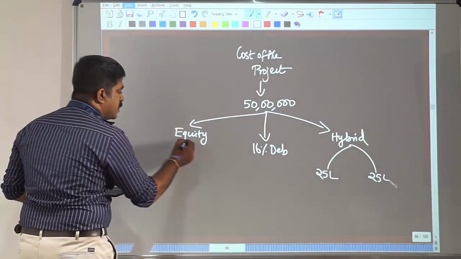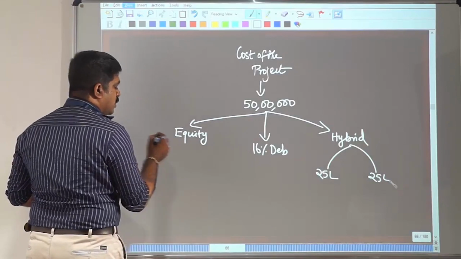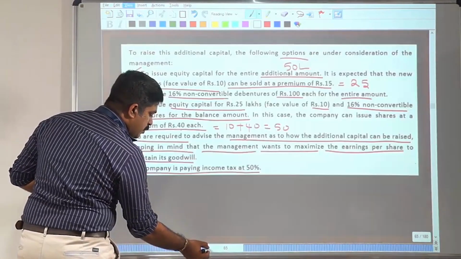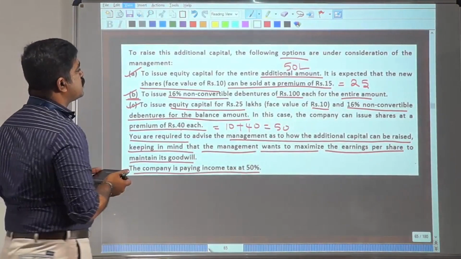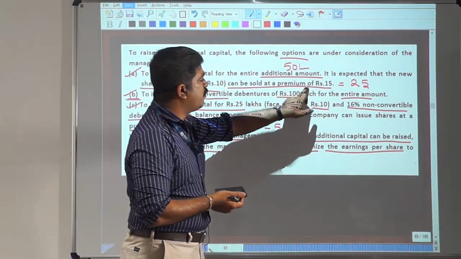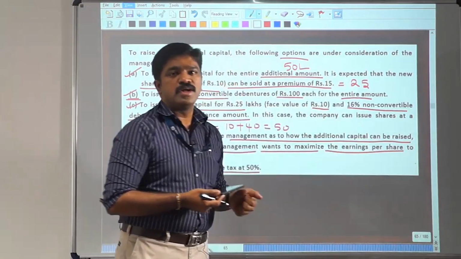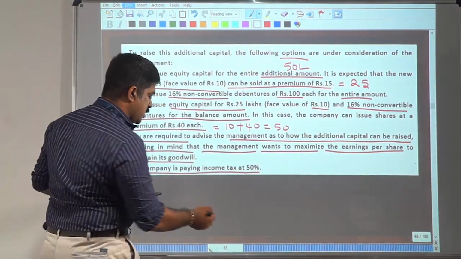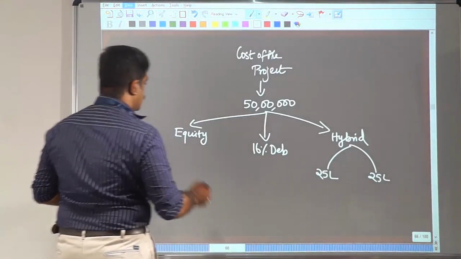Okay. Now, if the company goes for option 1, at what value will they be able to issue the equity shares? What is the information we have? A 10 rupee share can be issued at a premium of 15. It means you can issue it for 25 rupees. Okay, so I'll capture that here.